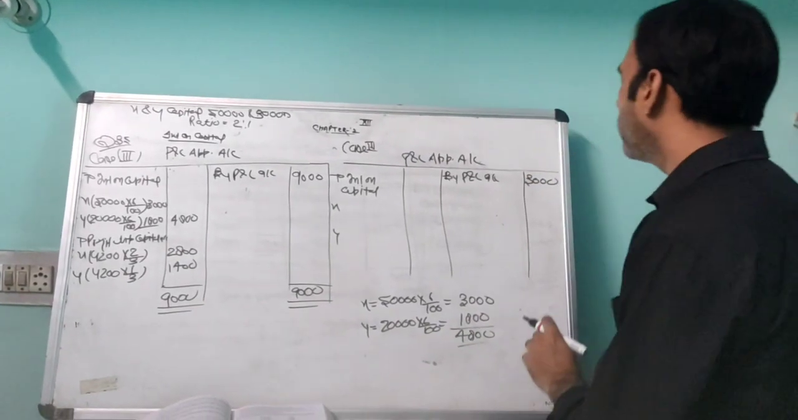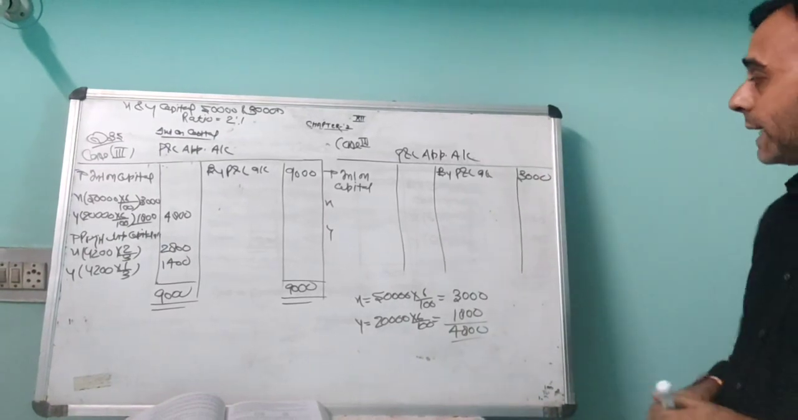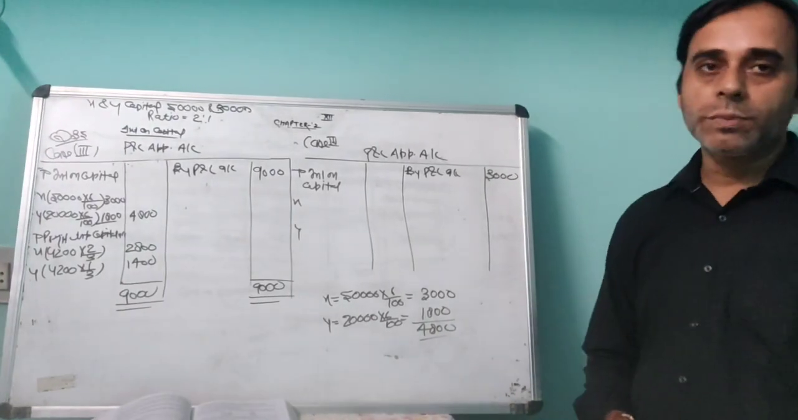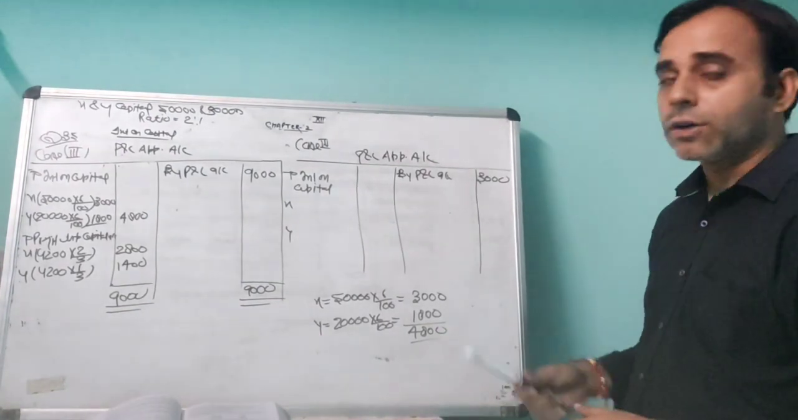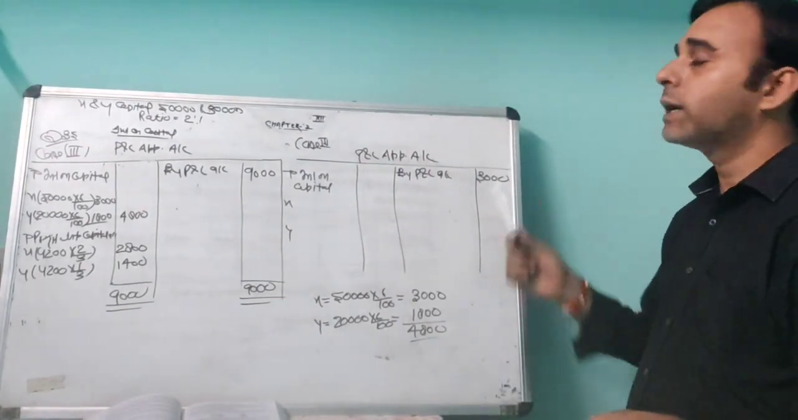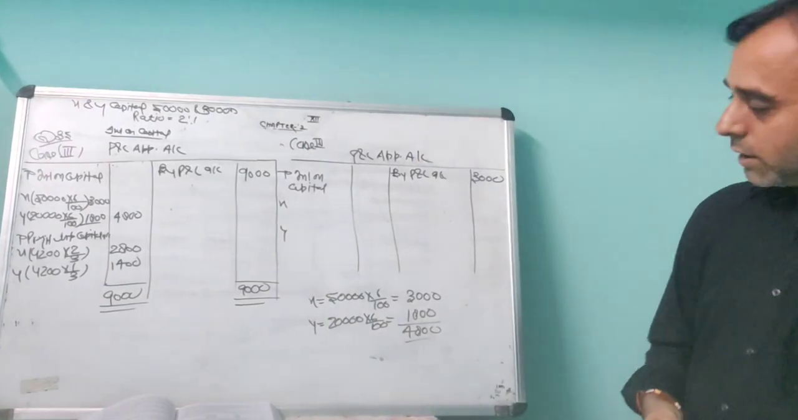See here, we have only 3,000 rupees. That means we cannot pay more than 3,000 rupees in inadequate profit. The profit is less than the amount we have to pay, 4,800 rupees. We cannot pay 4,800 rupees because we have a profit of 3,000 rupees only. Then what are we going to do?